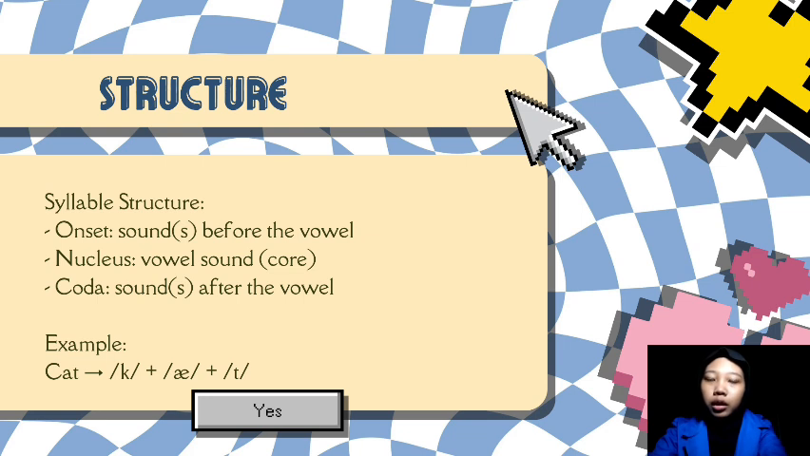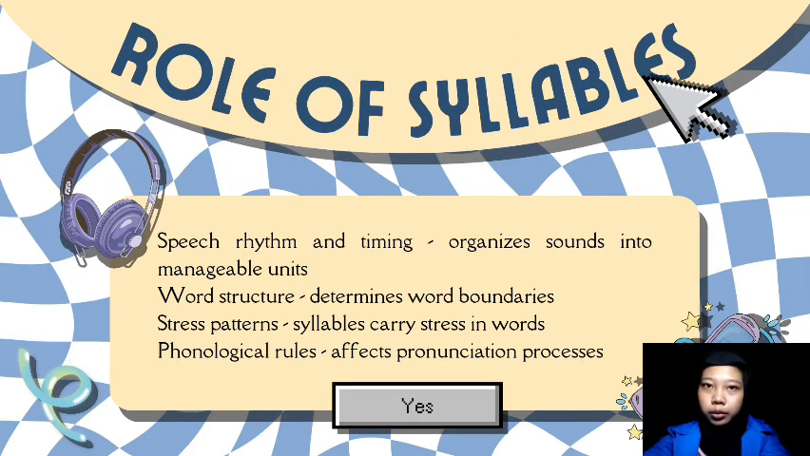The first one is the onset, which is the sound before the vowel. The second is the nucleus, which is the vowel sound and the core of the syllable. And the last one is the coda, which is the sound after the vowel. For example, in the word cat, the sound k is the onset, a is the nucleus, and the t is the coda.